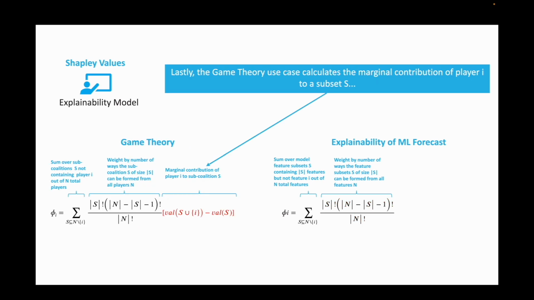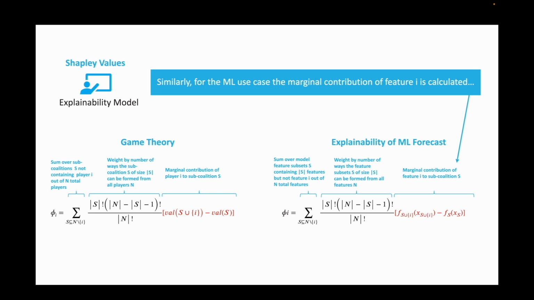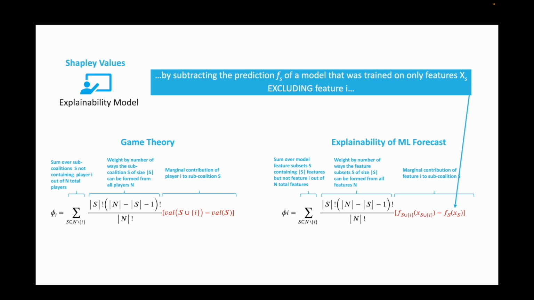Lastly, the game theory use case calculates the marginal contribution of player I to a subset S by subtracting the payout for S without player I from the payout of S including player I. Similarly, for the machine learning use case, the marginal contribution of feature I is calculated by subtracting the prediction of f sub S, a model that was trained on only features x sub S excluding feature I, from the prediction of a model f sub S including feature I, that was trained on features x sub S including feature I.